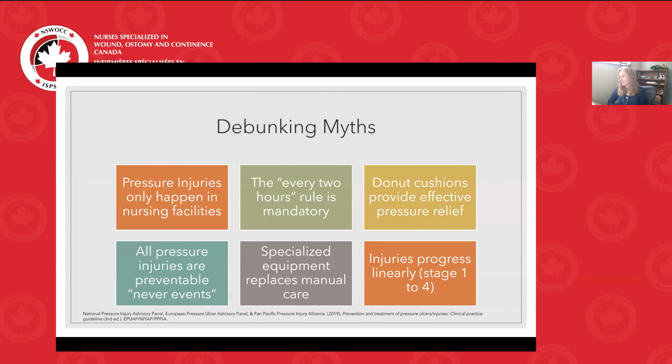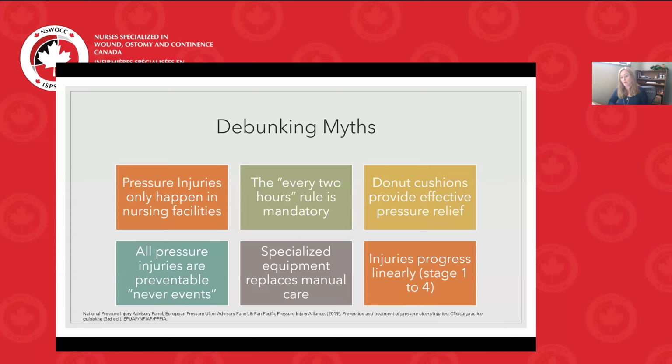So now we'll look at debunking a couple of myths related to pressure injuries. Evidence-based guidelines emphasize different things, and there's a couple of misconceptions that still exist regarding pressure injury prevention, including the belief that these pressure injuries only happen in nursing facilities. There's that every 2-hour rule is mandatory.